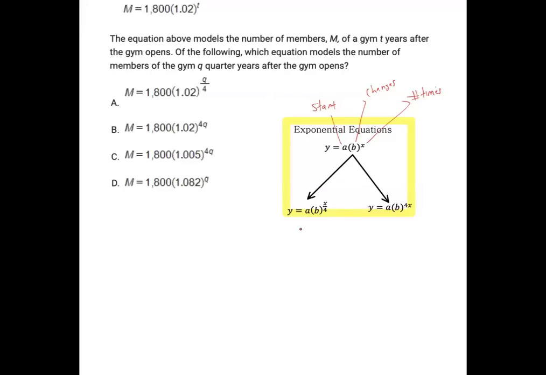Now, the two main ways that can be changed would be if the exponent changes to x over some number or x times some number. So let's go ahead and use the letter Q because that's what they're using in this question. So let's change that x there to a Q. Let's do it here as well.